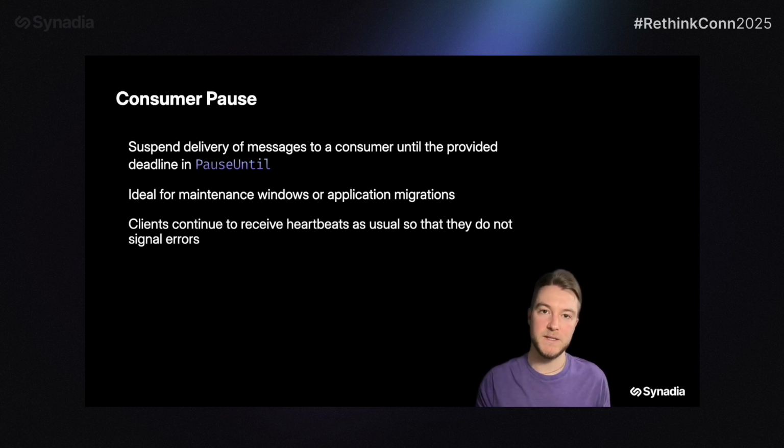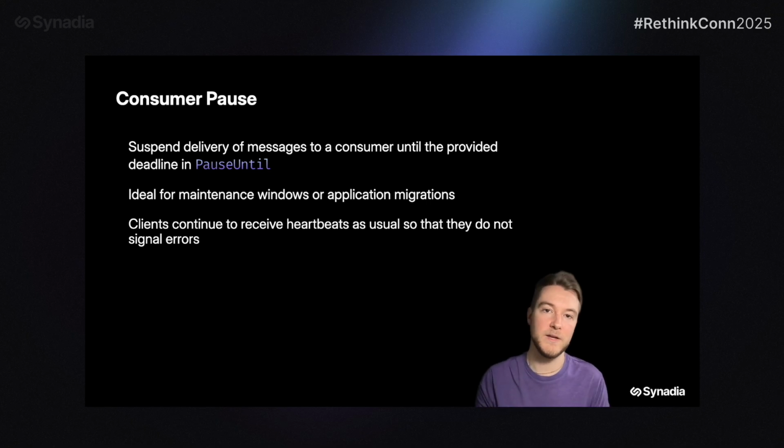The way this works is by specifying a pause deadline into the consumer config. So you just do this as a normal consumer update. And if you are before that deadline, message delivery is suspended. Now, this is exactly the same if it's a pull consumer or a push consumer. And when you reach that deadline, the message delivery just resumes automatically.